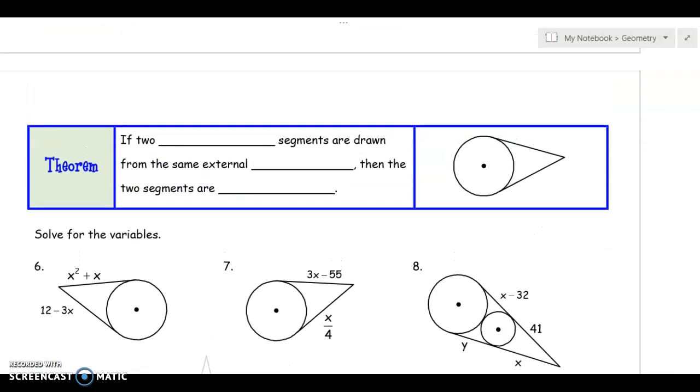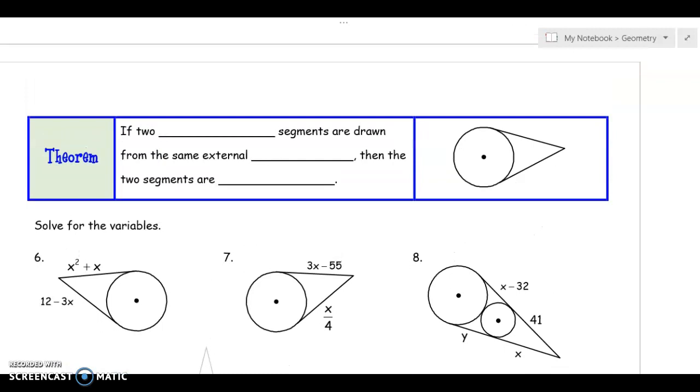And then the other one that I wanted to just bring to your attention is if you have two tangent segments that are drawn from the same external point, then the segments are congruent. All right, so remember a tangent, technically, would keep going, but this is a tangent, all right, it's going to touch the circle in one spot, and this is a tangent. If they are drawn from the same point, they're going to be congruent to each other.